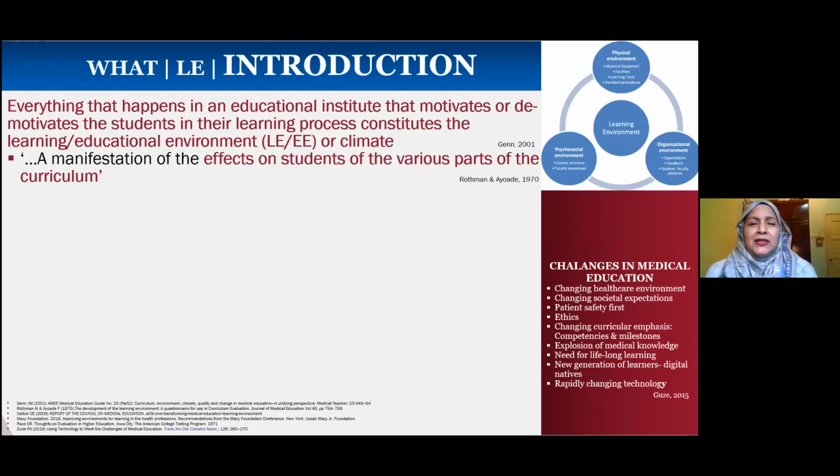Everything that happens in the educational institute that motivates or demotivates the students in the learning process constitutes the learning or the educational environment or the climate. If we remember, the definition of the curriculum is everything that happens in the educational institute. So the definition is slightly modified according to that. It is everything that happens that motivates or demotivates, so practically it brings in the learning process of the students into it, that constitutes the learning environment. It is the manifestation of the effects on students of the various parts of the curriculum.